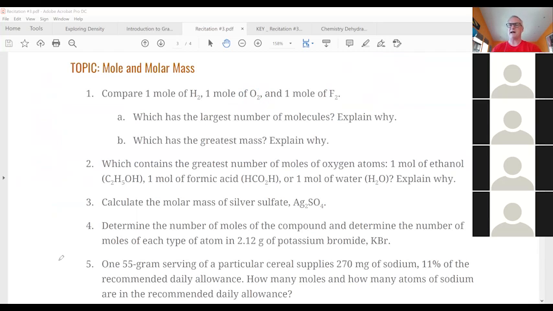How do I figure out what the mass of a mole is from the periodic table? Is it from the atomic mass? Exactly. The atomic mass tells you in grams how much a mole of that atom would be.